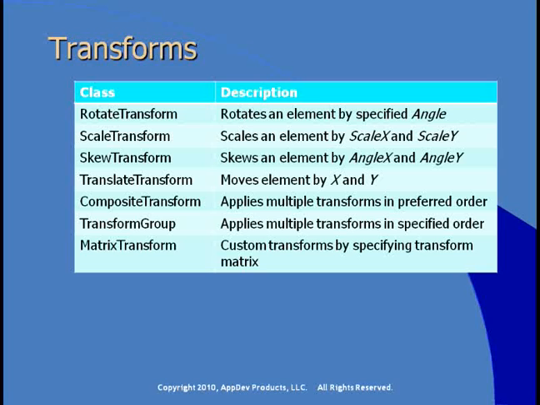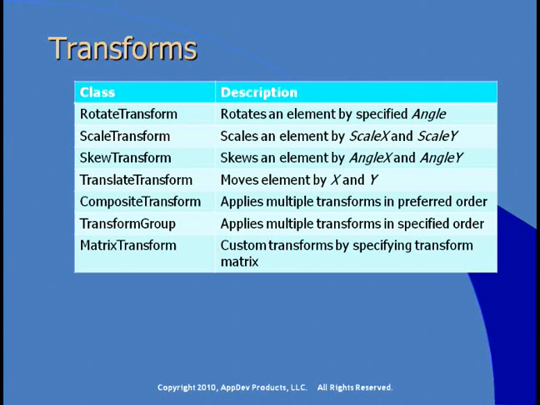There's the RotateTransform, which rotates an element by a specified angle. Angle is there in italics because that's the property you'll specify of the RotateTransform to transform the element. There's a ScaleTransform, which scales an element by ScaleX and ScaleY, where ScaleX and ScaleY can be a number where 1 is 100%, 0.5 is 50%, and so on. There's a SkewTransform, which skews an element by an angle in the X direction and an angle in the Y direction. Those numbers can be any representation of an angle in degrees. There's a TranslateTransform, which moves elements by X and Y pixels in the X and Y direction.